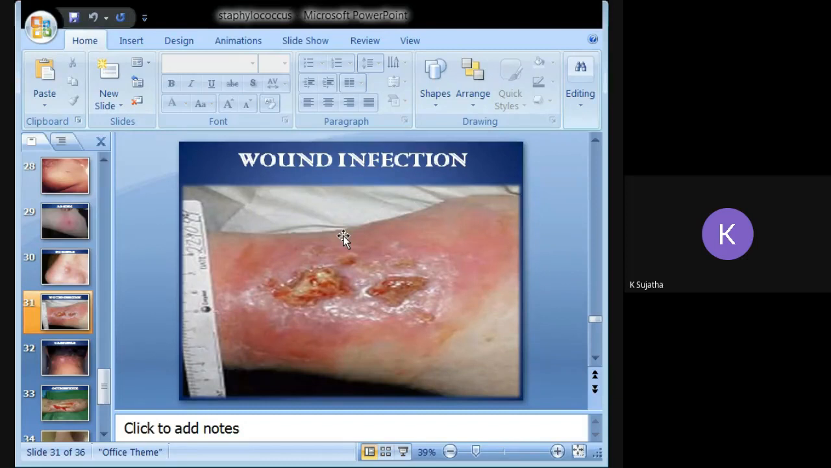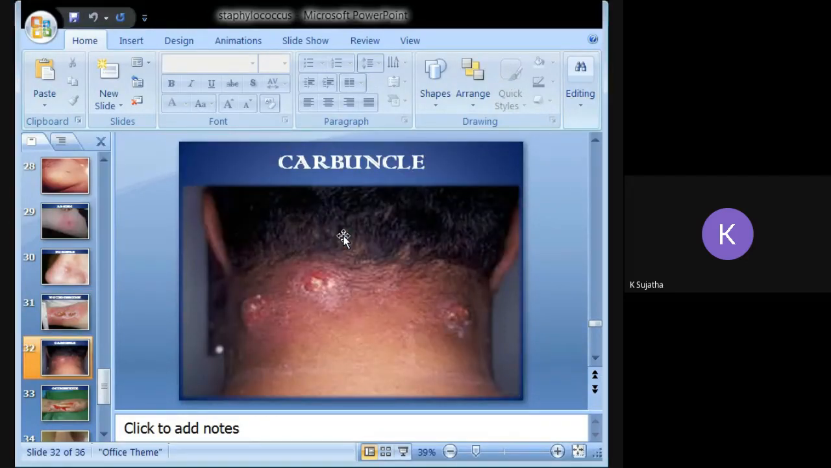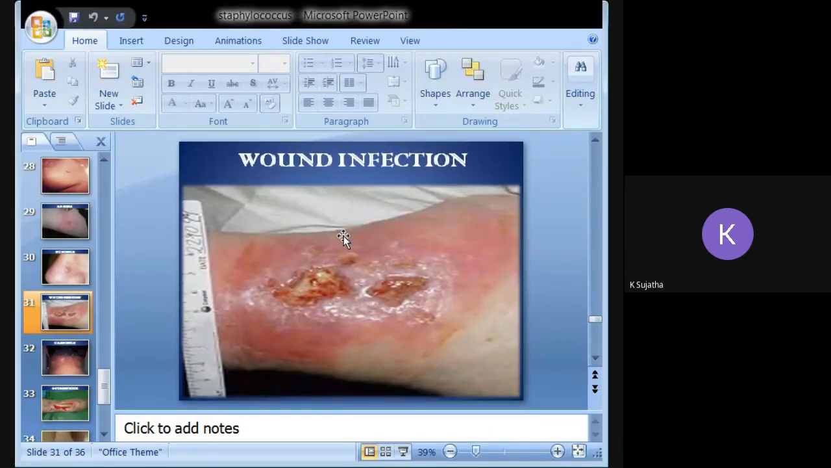Next, this is wound infection. This is carbuncle. Carbuncle is a group of pus-filled clusters of pharyngeals. Pharyngeal means like a boil. A group of boils, a group of pus. This is called carbuncle. These are all images.